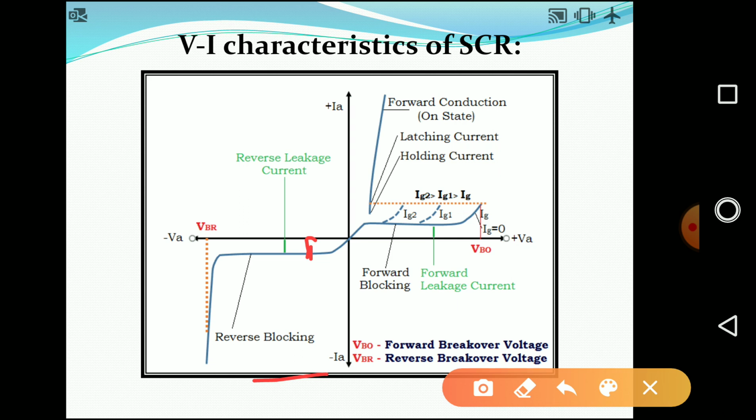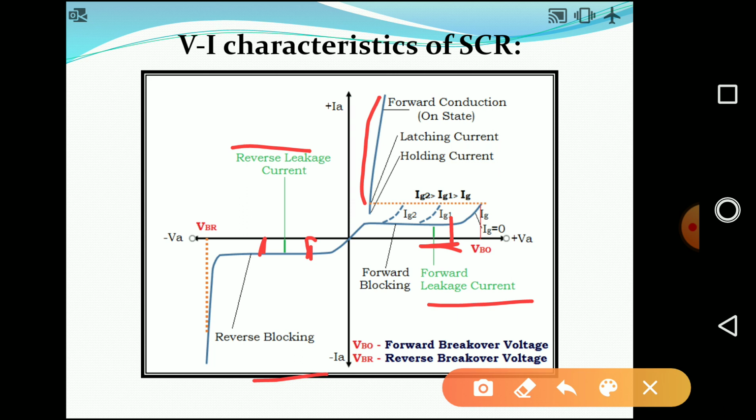reverse leakage current is present in any type of device. During forward mode also, a leakage current is generated while the SCR is in the forward blocking state, and once the SCR turns on and shifts to the forward conduction state, only the anode current flows. But whenever the blocking mode is present at the SCR, there is a flow of leakage current in forward mode and in reverse mode. So this representation shows the forward and reverse leakage current.